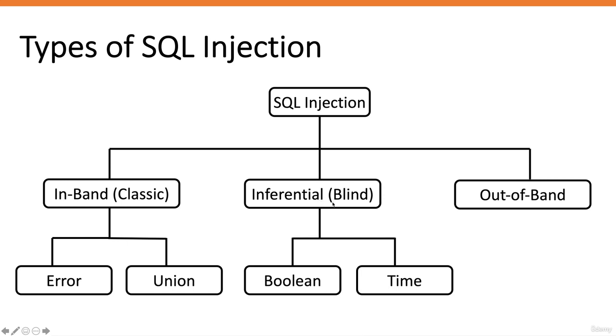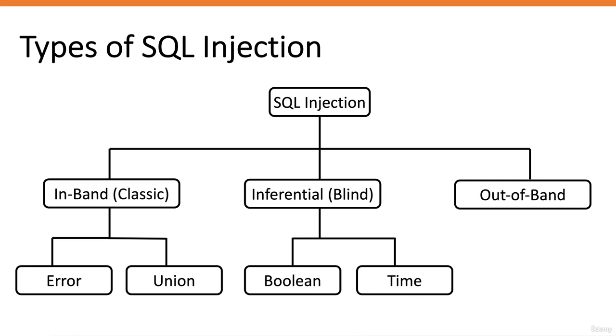The next category, which is inferential, also known as blind SQL injection. In this type of vulnerability, there's no actual transfer of data via the web application. So you don't see the results in the application itself. Instead, you're stuck asking the application true or false questions, which is what Boolean-based SQL injection is, or causing the database to pause for a specified period of time, which is time-based SQL injection, in order to determine if what you're asking the application is correct or not.